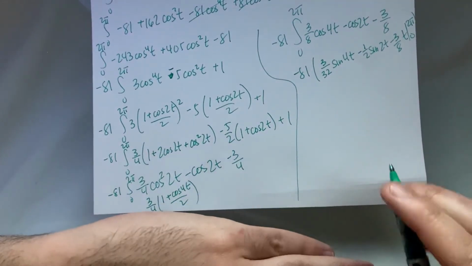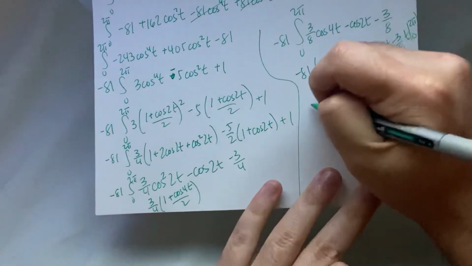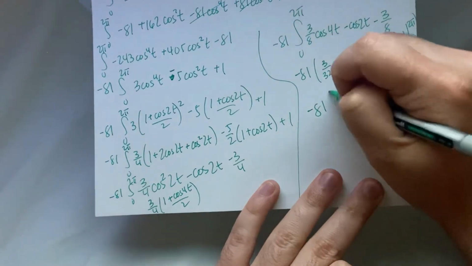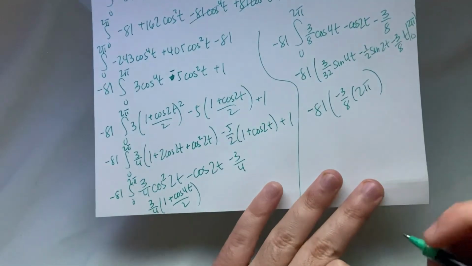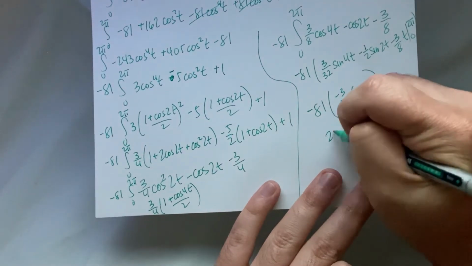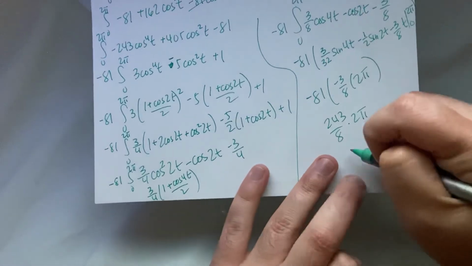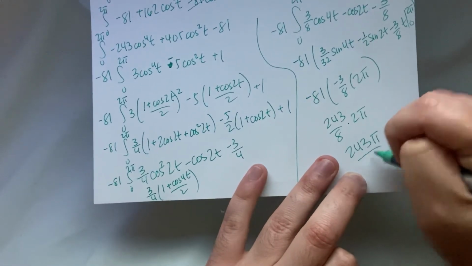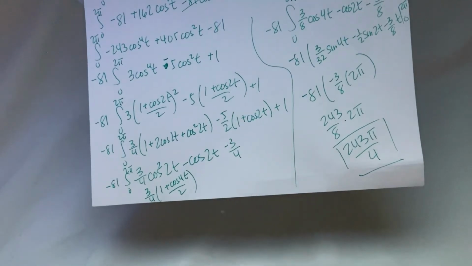Now the one thing about sine of both 2t and 4t at 2π is it's 0. So really we have negative 81 times negative 3/8 times 2π, which is 243/8 times 2π, or 243π over 4. And that is the evaluation of this integral. And that is all for 15.2.